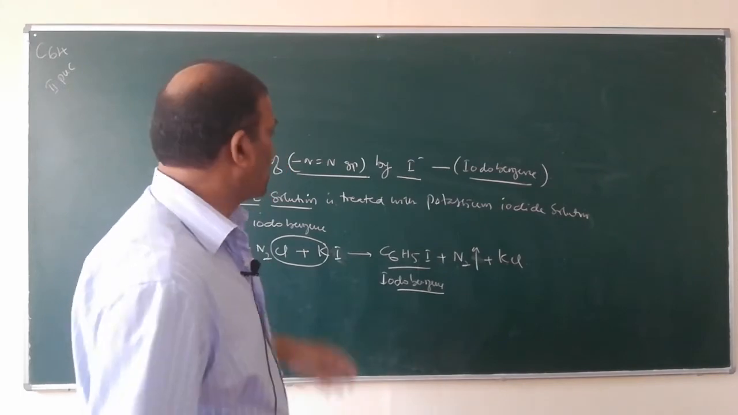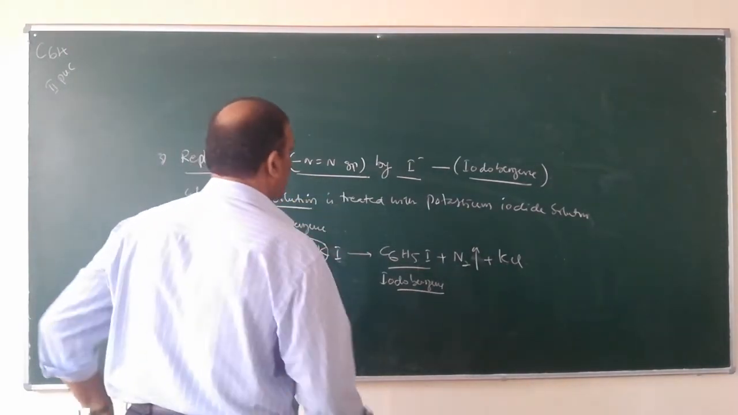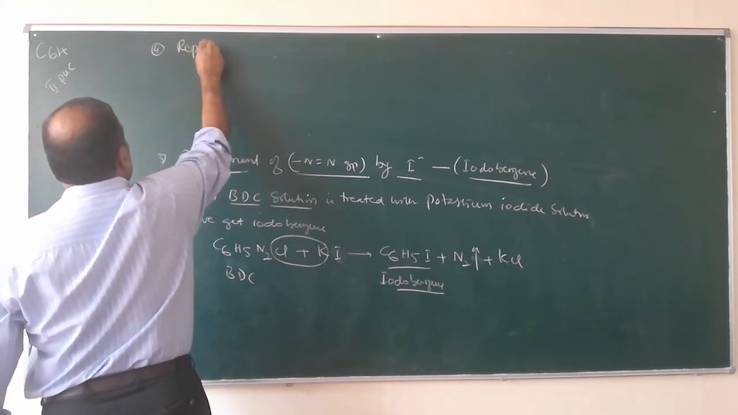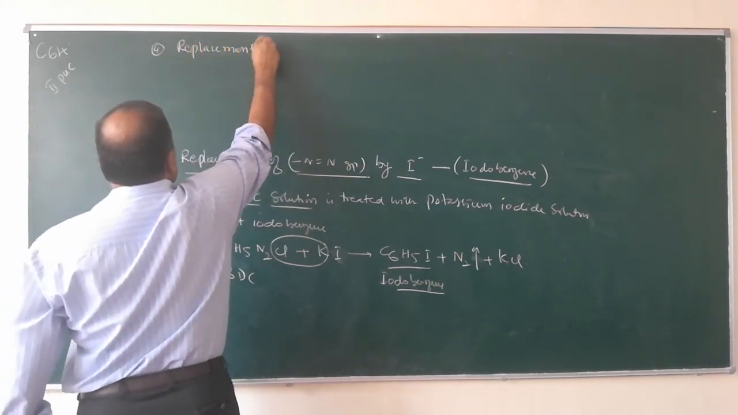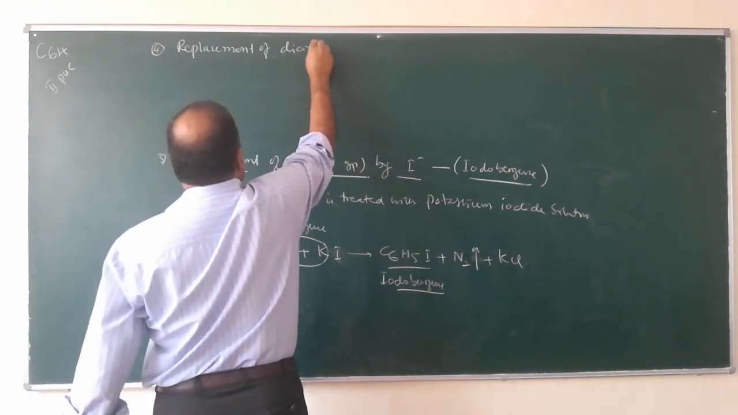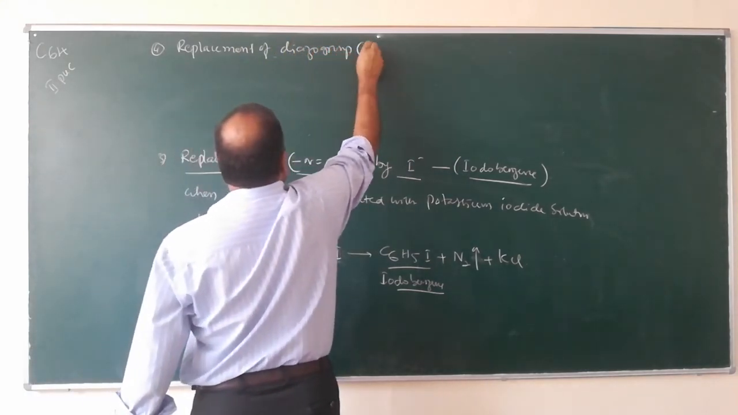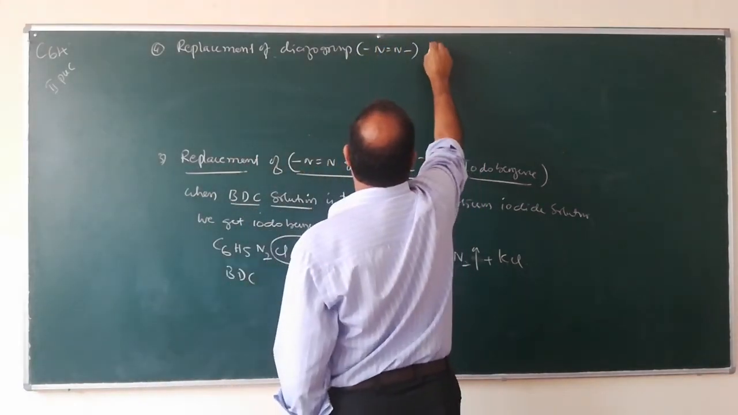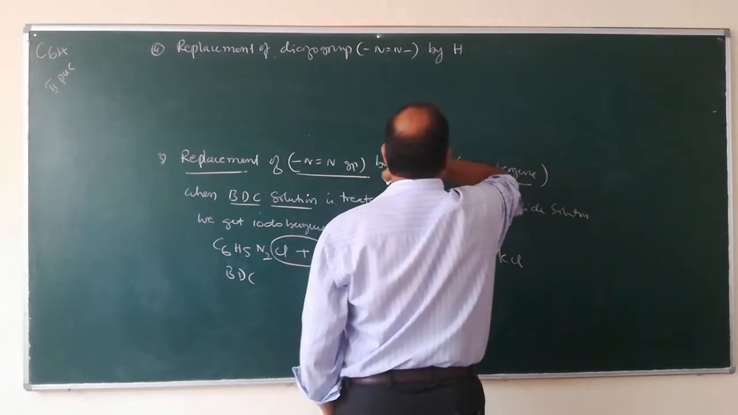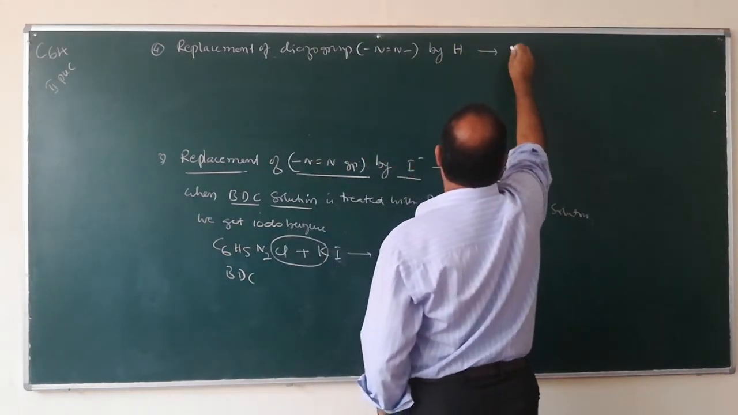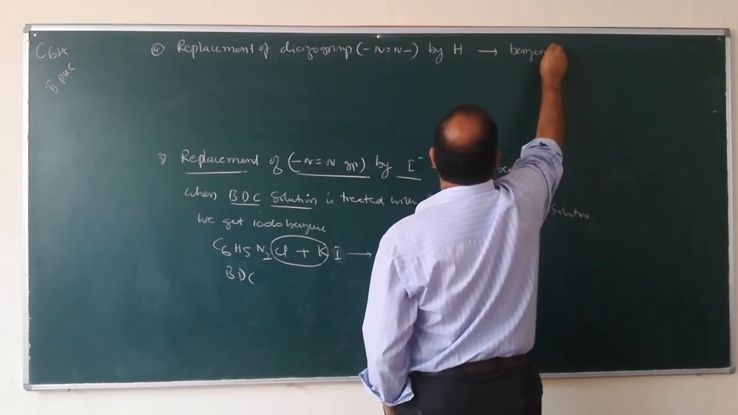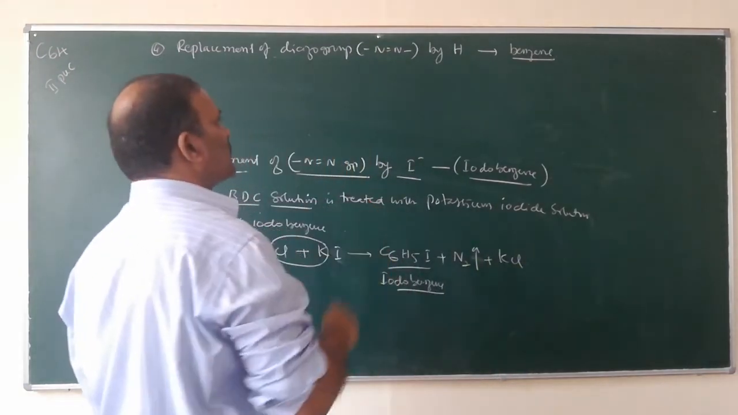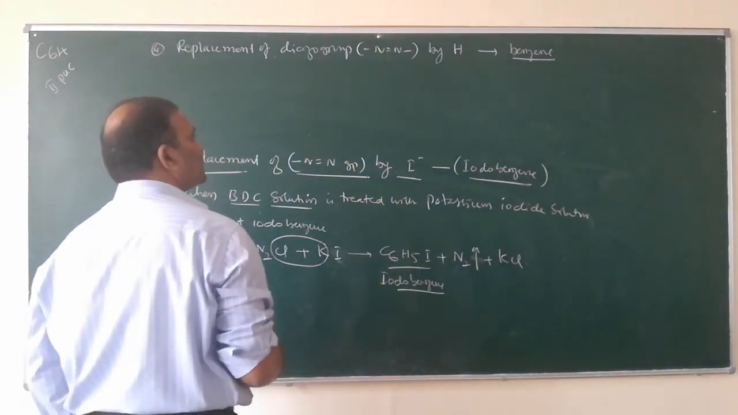replacement of diazonium group by H atom. So the fourth reaction: replacement of diazo group by hydrogen atom. So we will get benzene. When the diazo group is replaced by H, we get benzene.